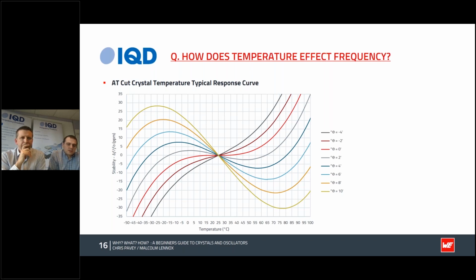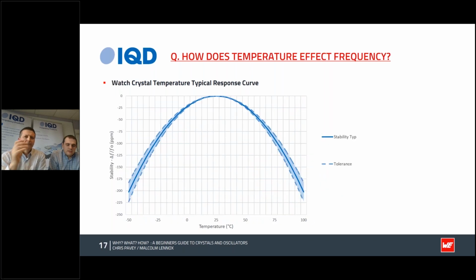Watch crystals follow an inverted parabola temperature coefficient. This too is a known constant, and thus frequency deviations due to temperature variation can be accurately predicted.